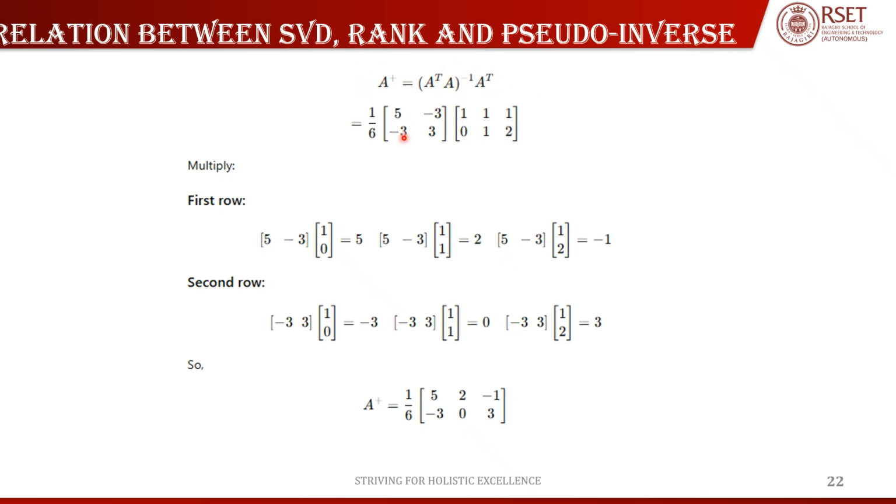In case this formula is not given in the question, you should learn it. If you are given a full column rank matrix, you should know this formula: pseudo inverse equals A transpose A, the whole inverse, times A transpose. This is how you get the pseudo inverse.